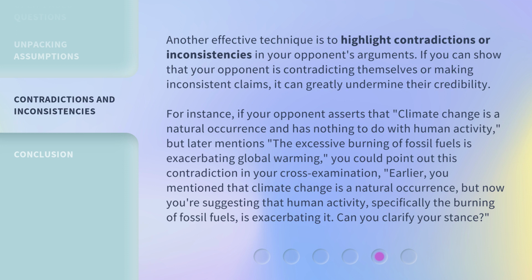For instance, if your opponent asserts that climate change is a natural occurrence and has nothing to do with human activity, but later mentions that the excessive burning of fossil fuels is exacerbating global warming, you could point out this contradiction in your cross-examination. "Earlier, you mentioned that climate change is a natural occurrence, but now you're suggesting that human activity, specifically the burning of fossil fuels, is exacerbating it. Can you clarify your stance?"